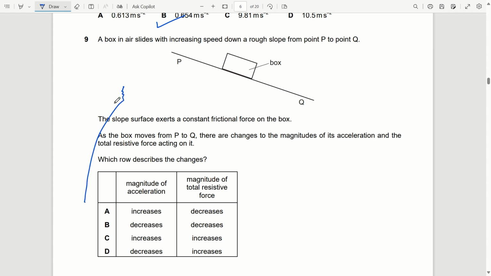Now the magnitude of acceleration will decrease, and due to increase in speed the resistive force will increase. So the magnitude of total resistive force will increase and the magnitude of acceleration will decrease. So option D is the correct one.